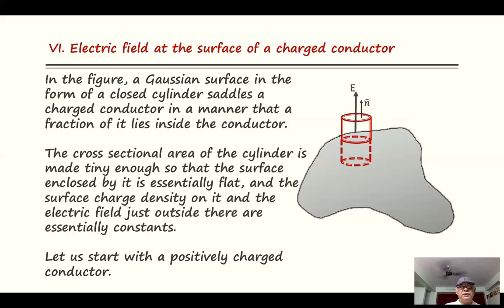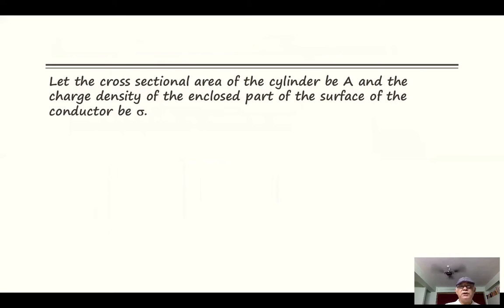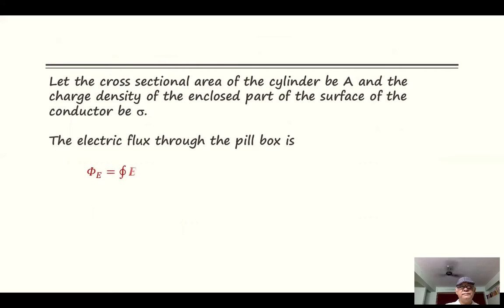Let us start with a positively charged conductor. Let the cross-sectional area of the cylinder be A, and the charge density of the enclosed part of the surface of the conductor be sigma. The electric flux through the pillbox is the integration over the closed pillbox of E dot dA.